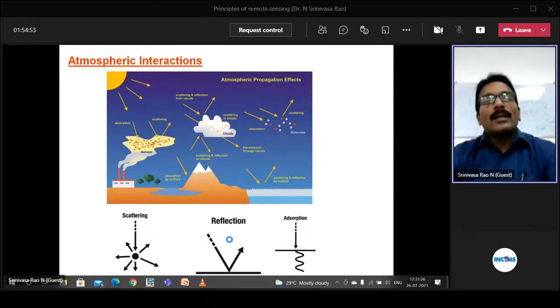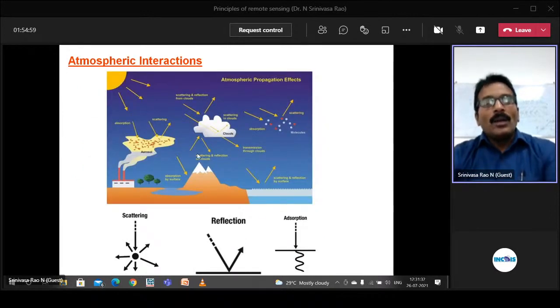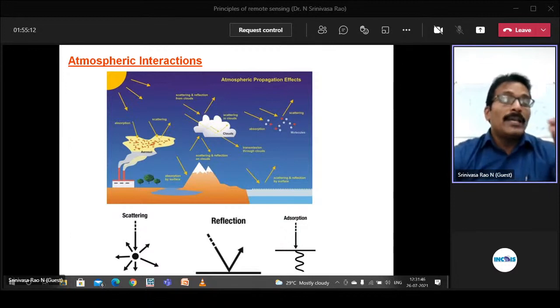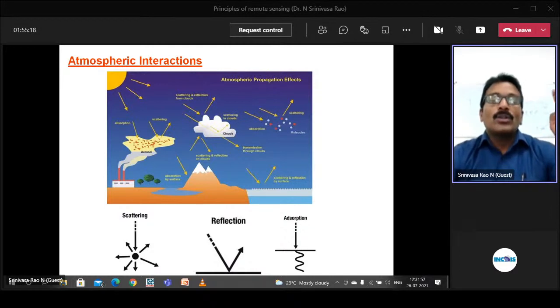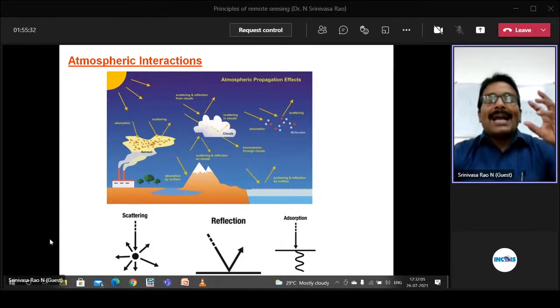Now this is the target over the land, over the earth. After reflection from the target, once that radiation leaves the target and enters the atmosphere, due to the atmospheric molecules, either gas molecules, dust molecules, or clouds, these three broad classifications, scattering takes place.